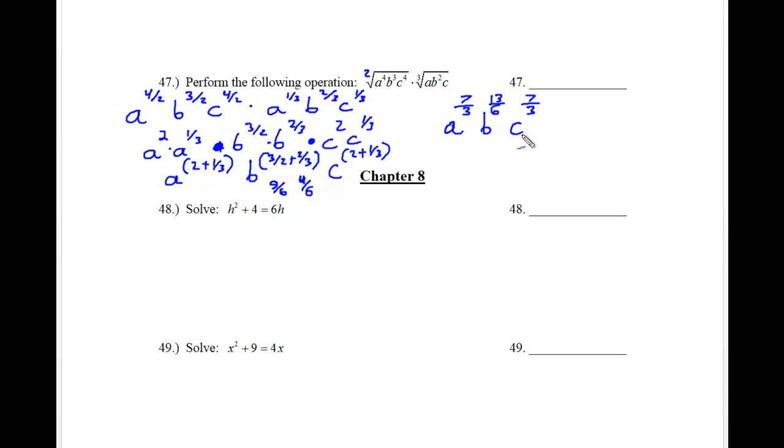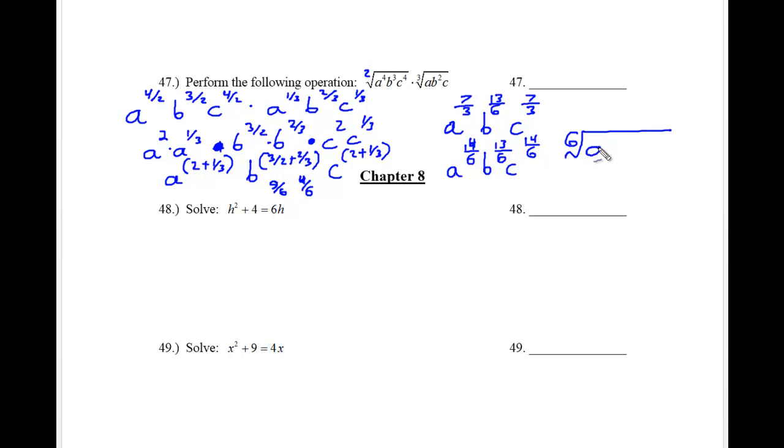And for me to finish my answer, I can turn these 7/3 into 14/6, so I can put these all under the same radical. So b to the 13/6 and c to the 14/6. So what I have here is now I have the inside out.